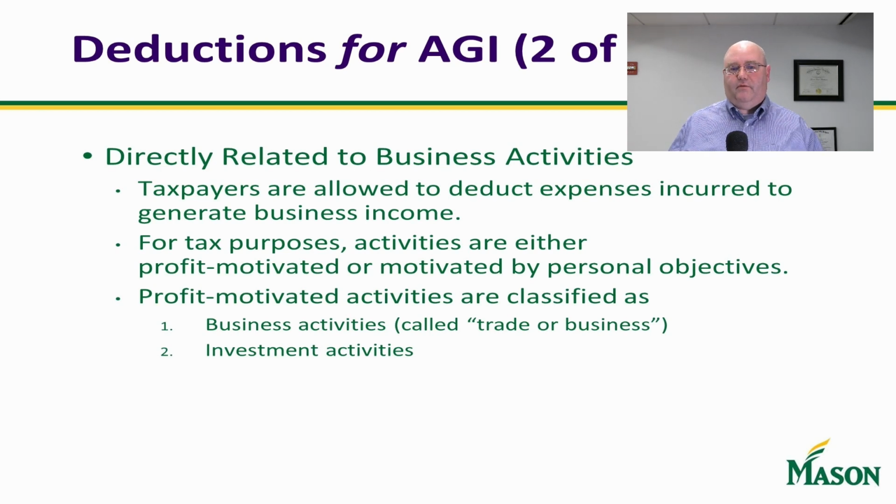So for example, if I'm a real estate agent and I sell people houses, or I help people buy houses, I have income that I receive, the commissions, and then I have expenses that I incur in order to be able to continue to do that activity. Okay. For tax purposes, activities are either profit motivated or motivated by personal objectives. Now, profit motivated are going to be business activities and investment activities.